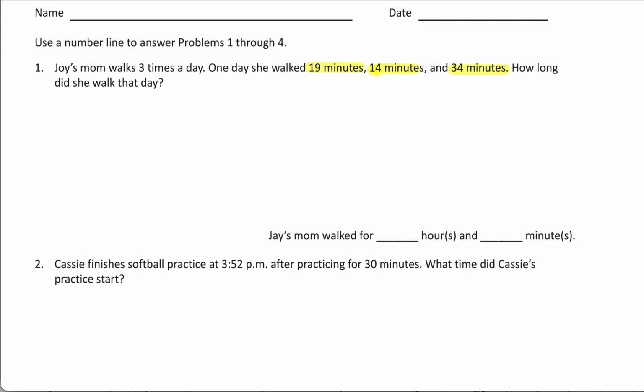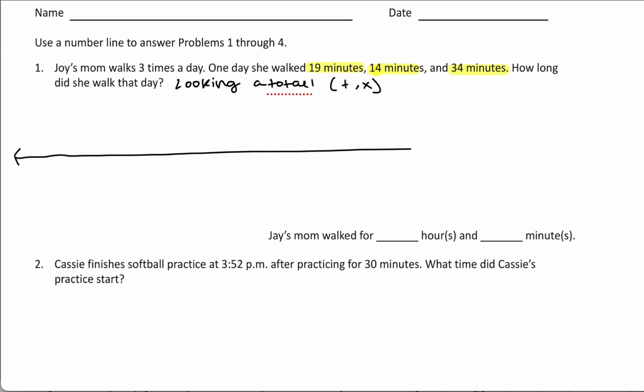So here we are looking for a what? We're looking for a total. Remember, when we look for a total, two operations associated with that are usually addition and multiplication. So in this case, we're going to add, okay? When you're adding with time, you could do it in a standard way, or you can simply use a number line. In this case, I'm going to use a visual, which will be a number line.